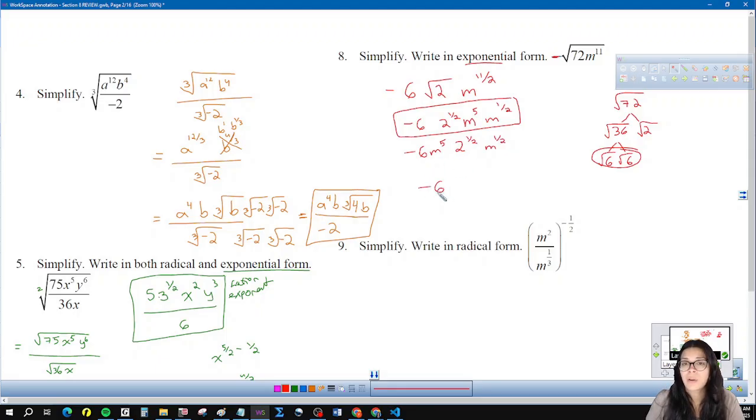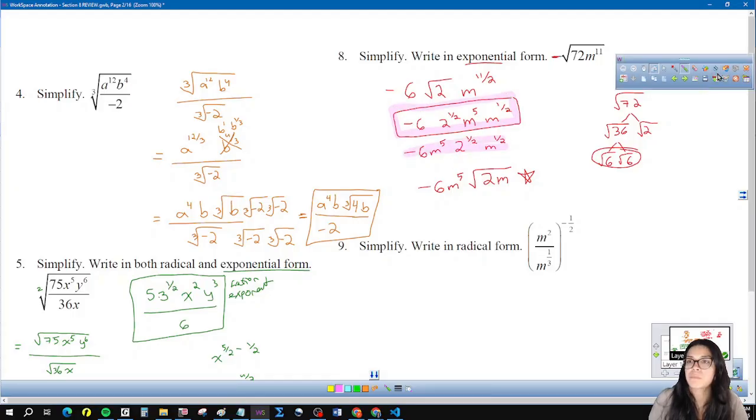And then to write it in radical form, we would definitely put our whole copies in front, and then the radical, which is going to be with the 2 to the power of 1 and the m to the power of 1 behind it. The question did ask me, though, I'm just realizing now that it didn't ask for both. If it asked for radical form, then this would have been the answer, but it asked me for exponential form, so the answer is this one here. Or you could also write it as this one here.